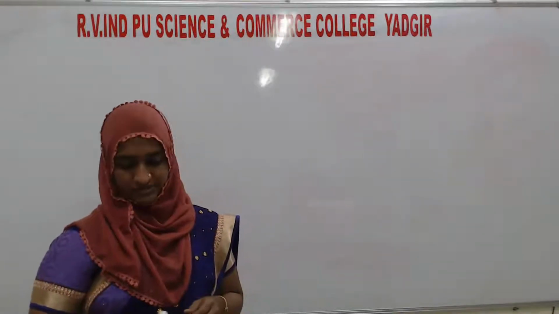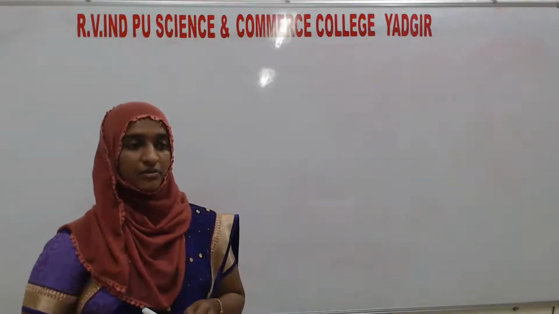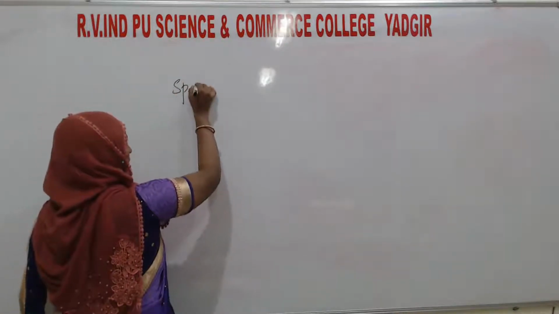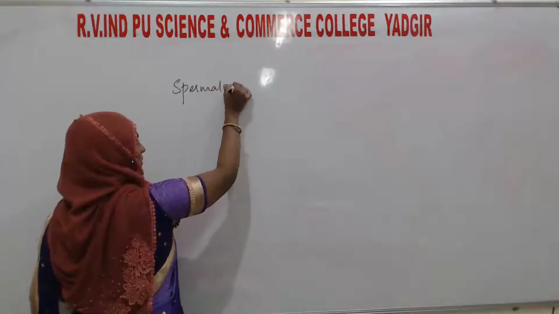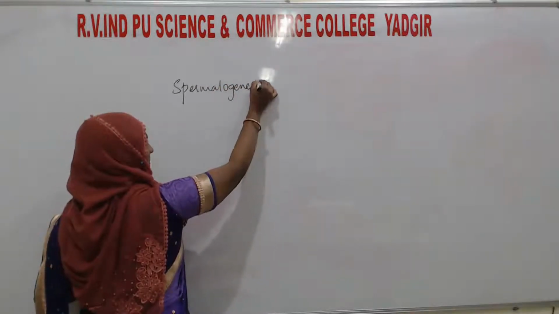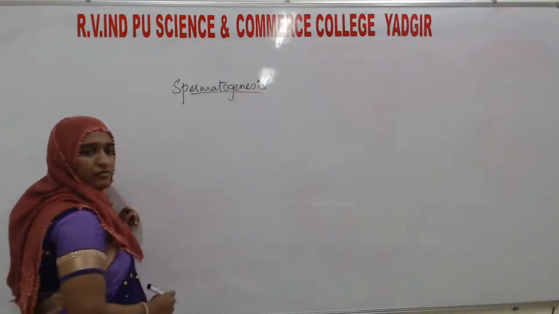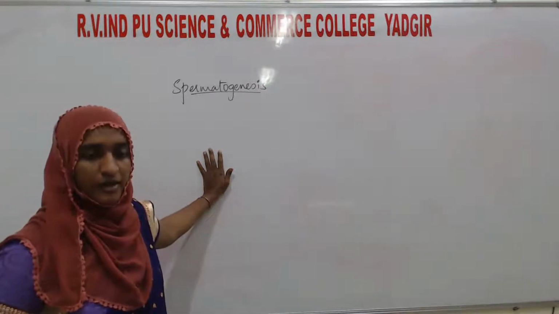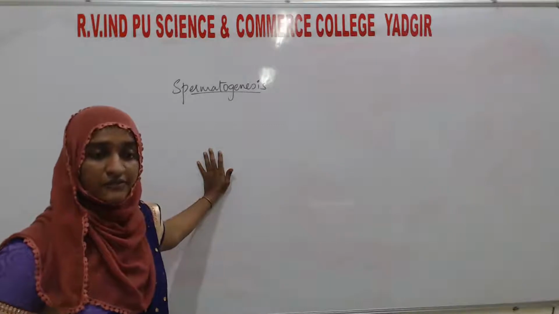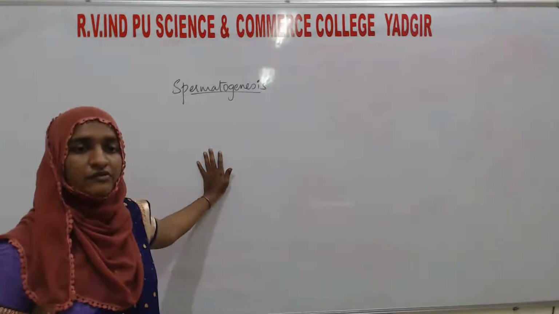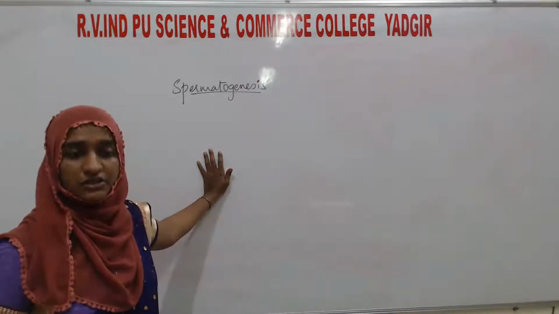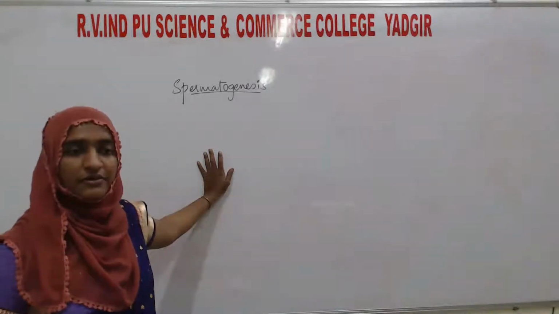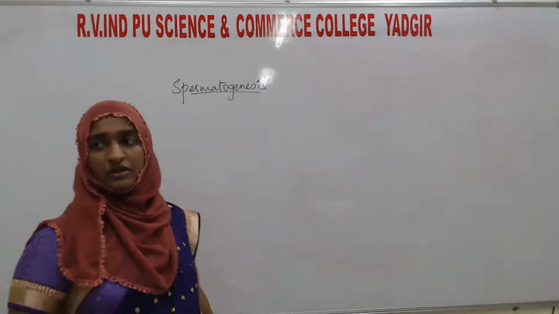So good morning students. In the last class we were talking about spermatogenesis. Let us recall that. Spermatogenesis is the process of formation of sperms, which takes place in the seminiferous tubules. The seminiferous tubule is a structure of the testis. So here the seminiferous tubules are going to produce the sperms.